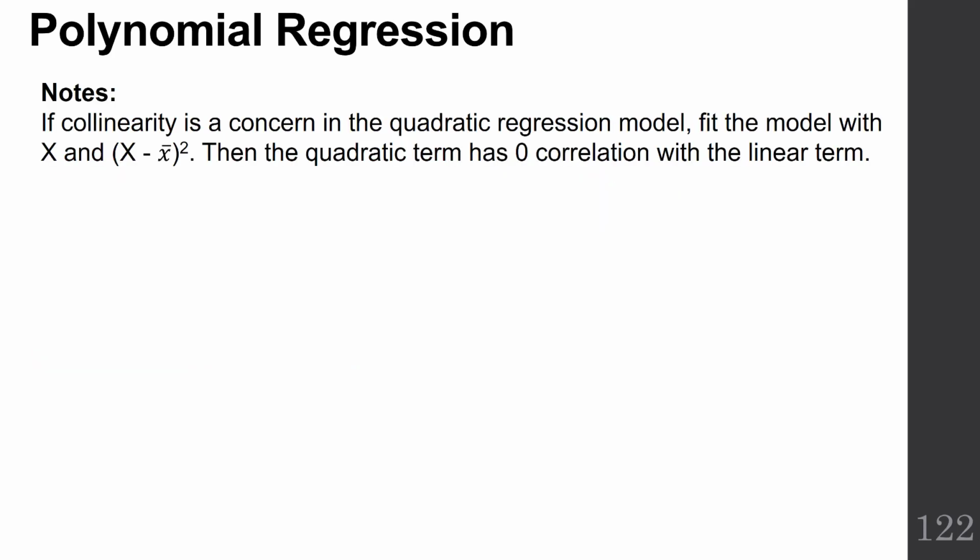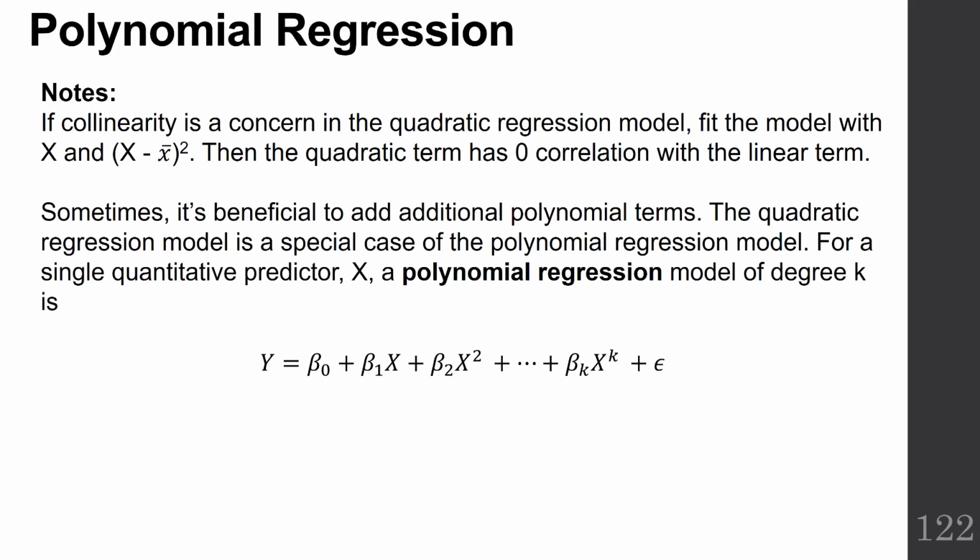Some notes about quadratic regression. If collinearity is a concern in the quadratic regression model, then you can fit the model with x as your linear predictor and x minus the sample mean of the x's, squared, as your quadratic term. Then your quadratic term has zero correlation with your linear term. It's just a little trick you can use.